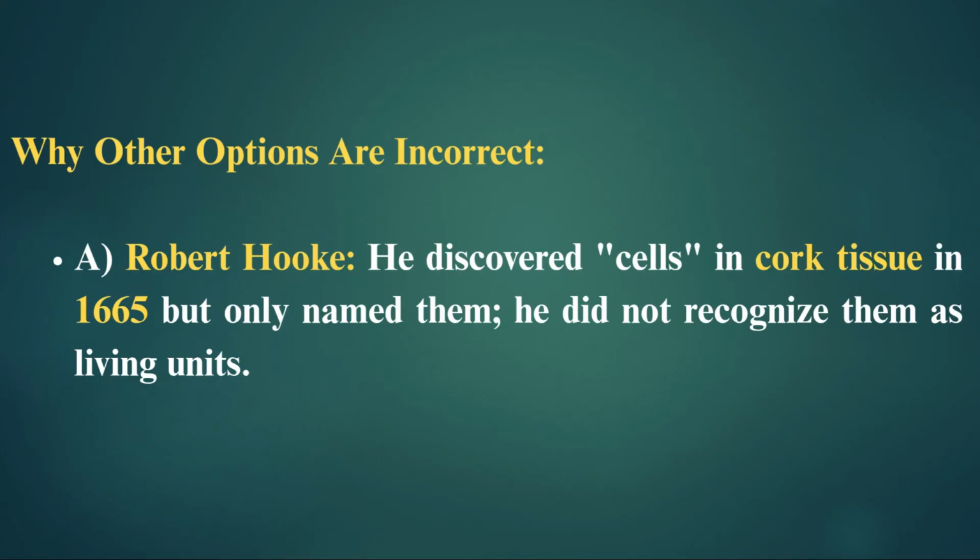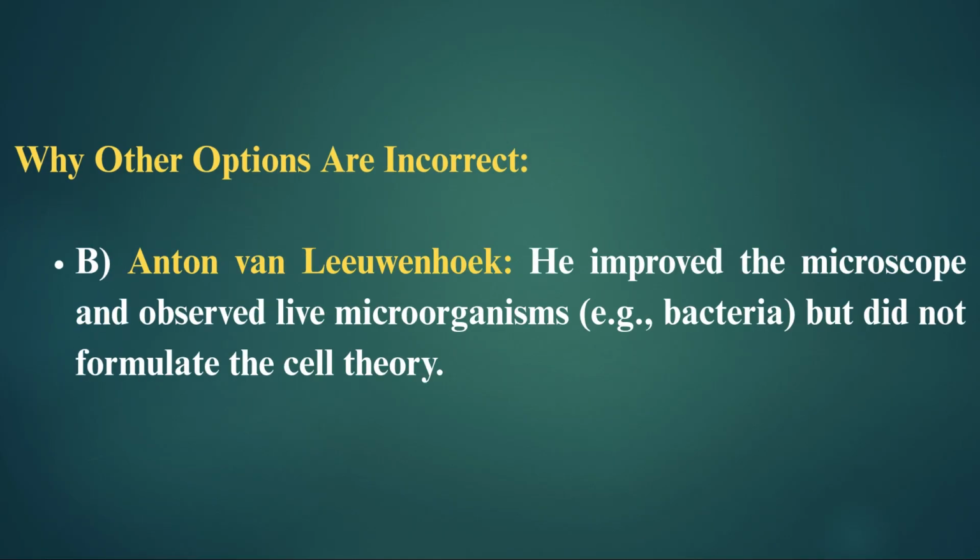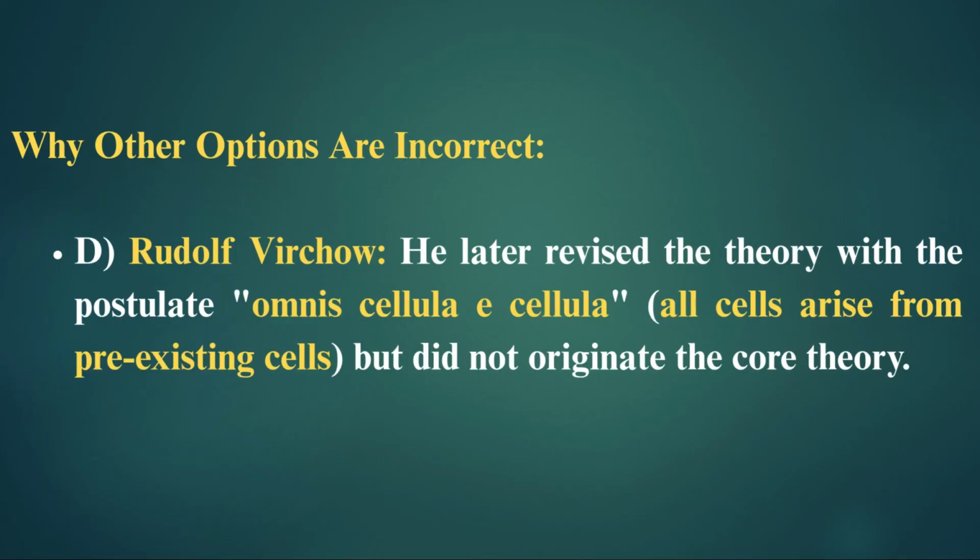A. Robert Hooke. He discovered cells in cork tissue in 1665 but only named them. He did not recognize them as living units. B. Anton van Leeuwenhoek. He improved the microscope and observed live microorganisms, for example bacteria, but did not formulate the cell theory. D. Rudolf Virchow. He later revised the theory with the postulate omnis cellula e cellula, all cells arise from pre-existing cells, but did not originate the core theory.